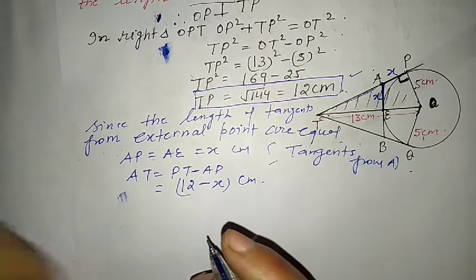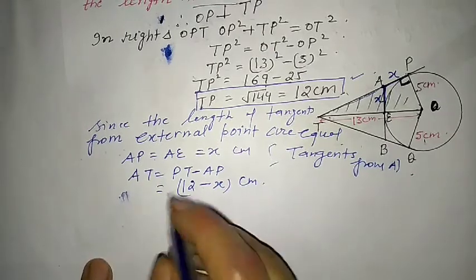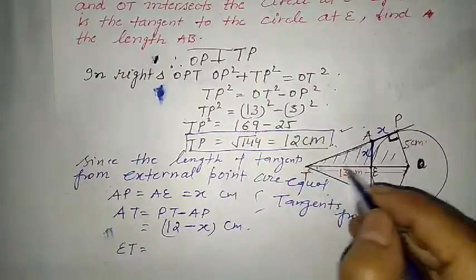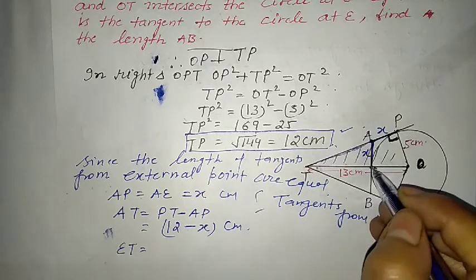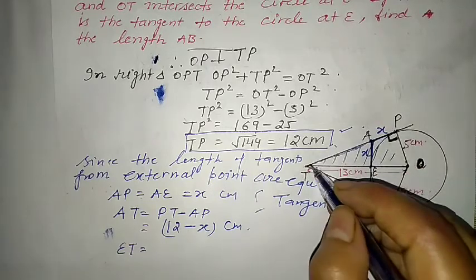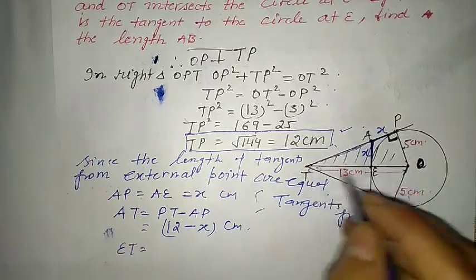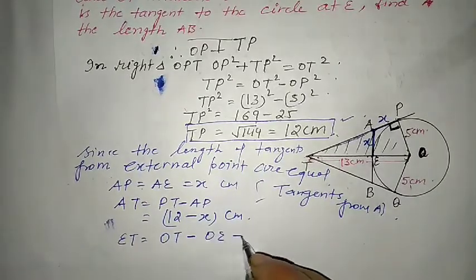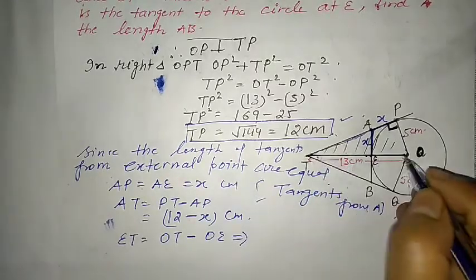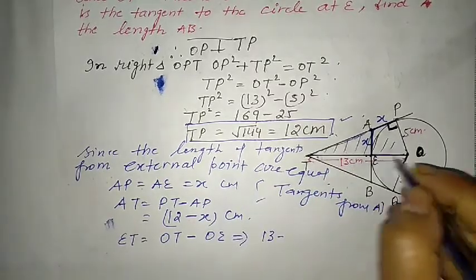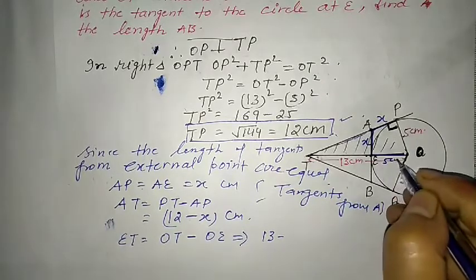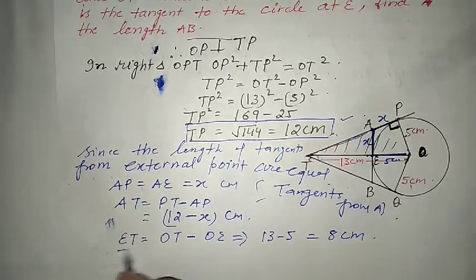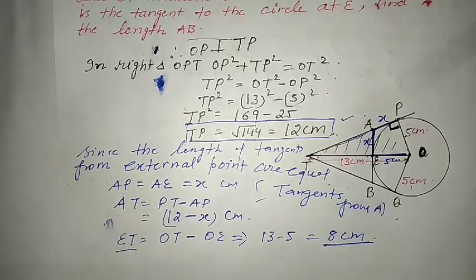Now similarly we can find ET. So AT we found, now we will find ET. ET we can write as OT minus OE. OT, this is complete OT, 13 centimeter. OE is the radius itself, so this one will also be 5 centimeter. So this is 8 centimeter. So ET we got here 8 centimeter.